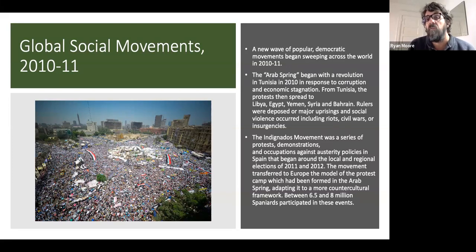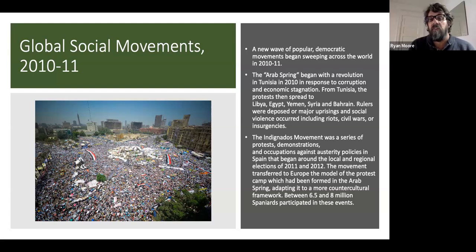And so this is the point at which it comes to be known as the Arab Spring because of its spread through the Middle Eastern world. Rulers here are deposed, or there are major uprisings and social violence, including riots, civil wars, insurgencies. All of this begins to spread.